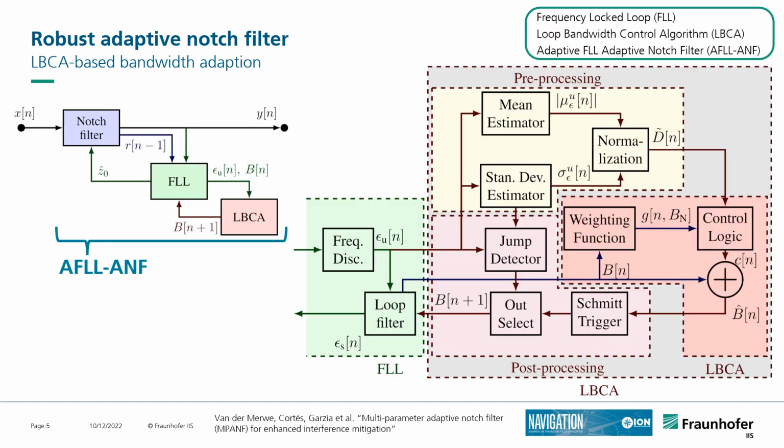The proposed algorithm's first improvement is using the loop bandwidth control algorithm, LBCA. It determines how fast or stable the frequency estimate changes, depending on the frequency dynamics of the interference signal. Therefore, it adapts the adaptation algorithm, resulting in the adaptive frequency-locked loop adaptive notch filter, ANF.